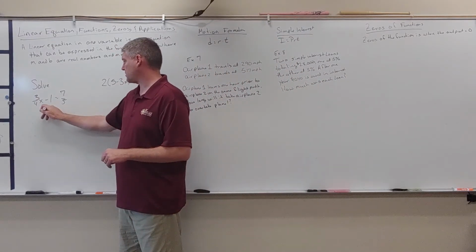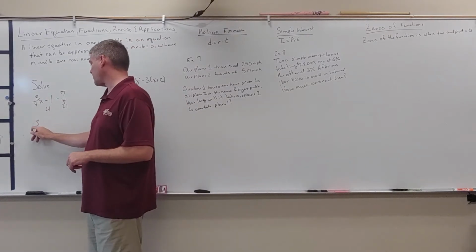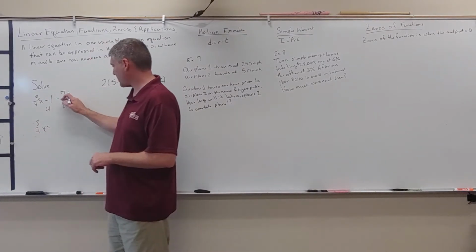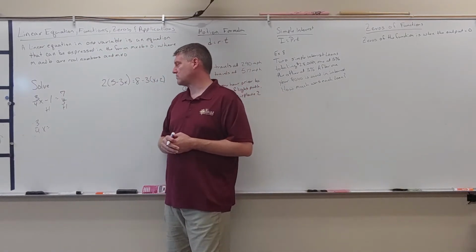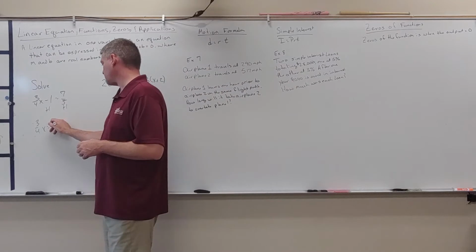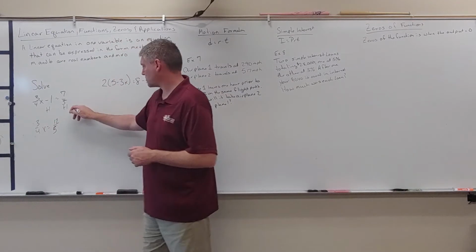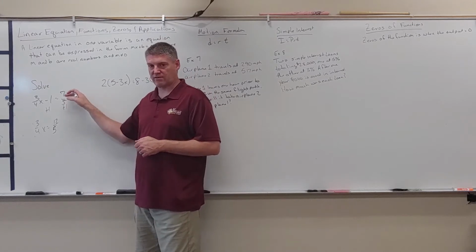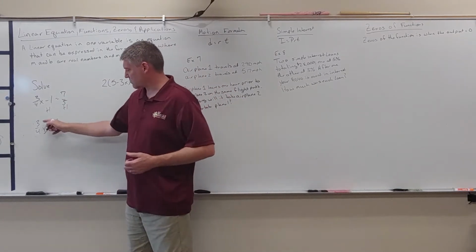So what I'm going to do here is add 1 to both sides. So I end up with 3/4 x equals, well, 7/5 plus 1. I have to convert that 1 to be a fraction. It's 5/5. So that gives me 12/5. Okay, so this gives me 5/5 plus 7/5.